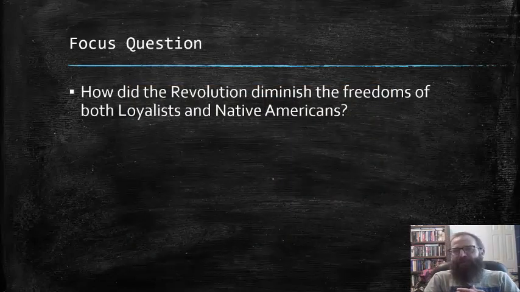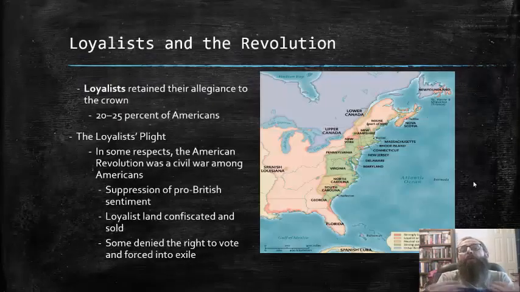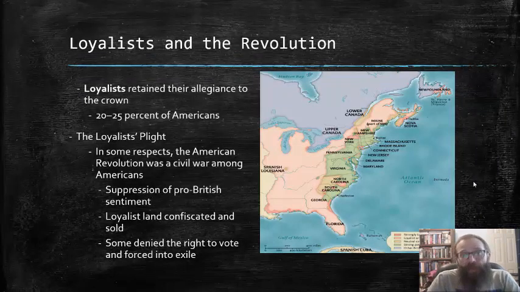The focus question for this section is, how did the Revolution diminish the freedoms of both Loyalists and Native Americans? As we have previously discussed, Loyalists during the American Revolution were those that retained their allegiance to the British Crown, and this comprised roughly 20 to 25% of the population of the colonies at the time.